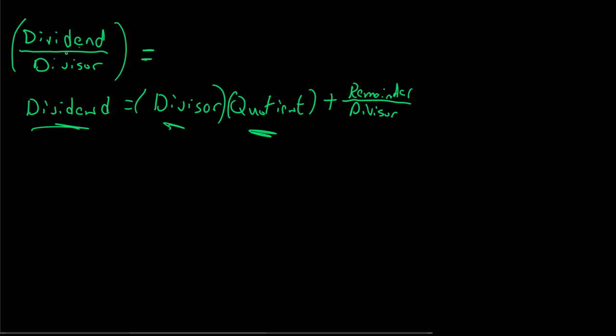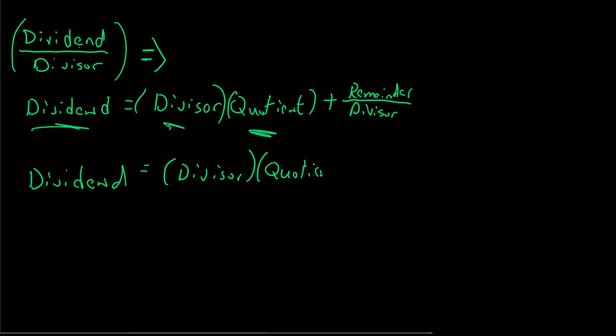And what happens is if I start with the division, well, that gives me, if I start with the answer to the division. If I start with the dividend, it's the divisor times the quotient plus the remainder.